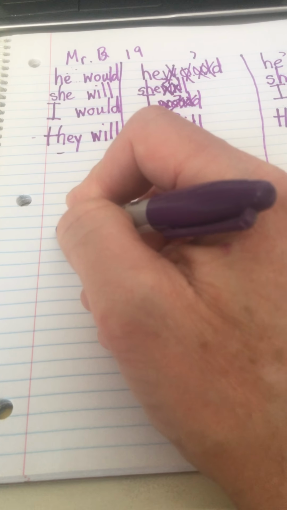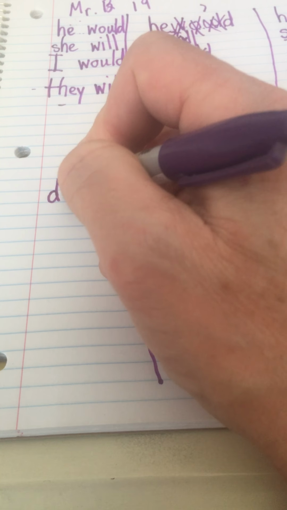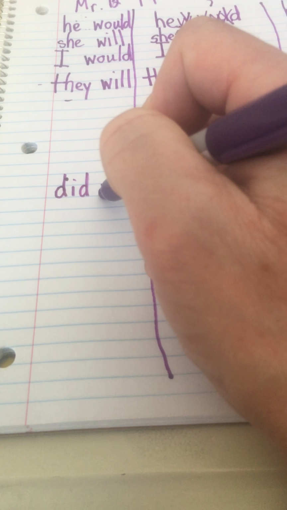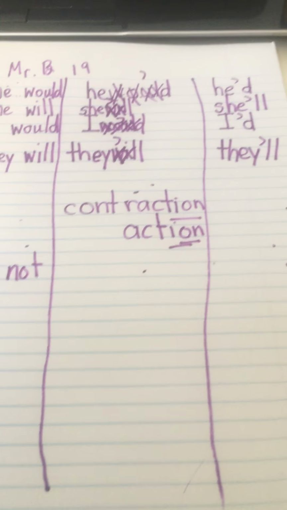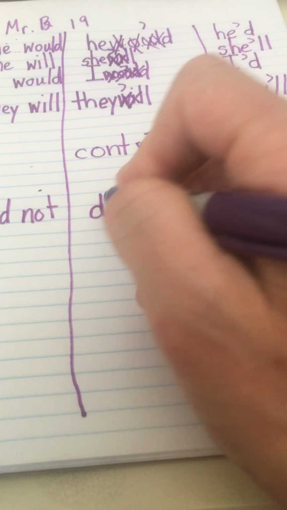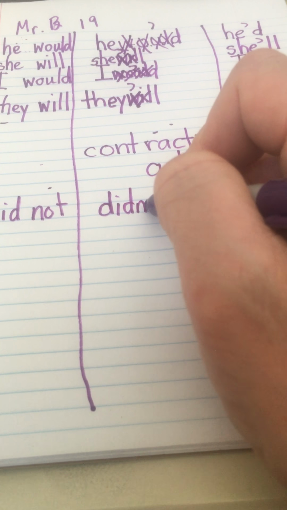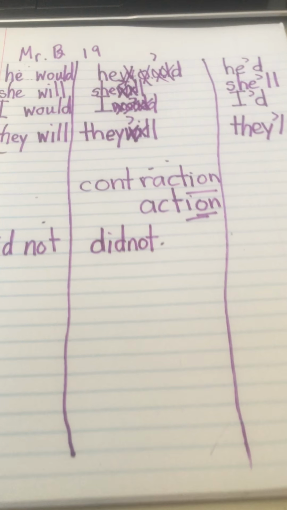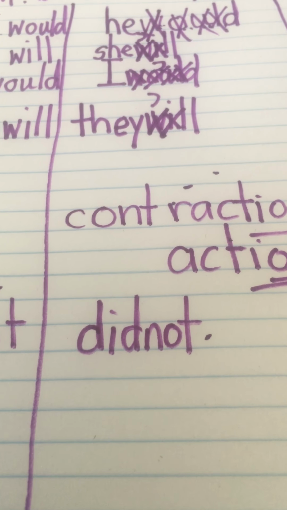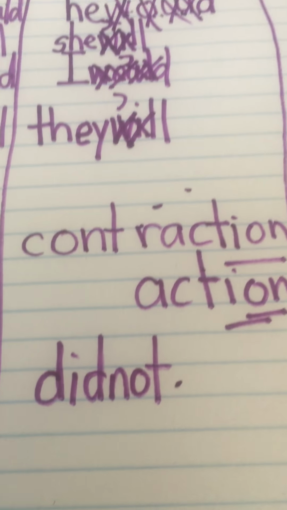So the first contraction we're going to make today comes from the words did and not. So in the left-hand column, did, finger space, not, right? And then in the middle column, that's where we make the robot word. So did, we get rid of the finger space and just write the two words together. So then the robot word is did not. Did not. Can you say that? It's not did not, it's did not.